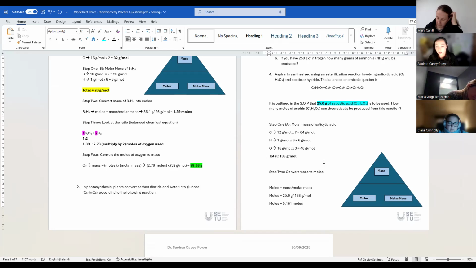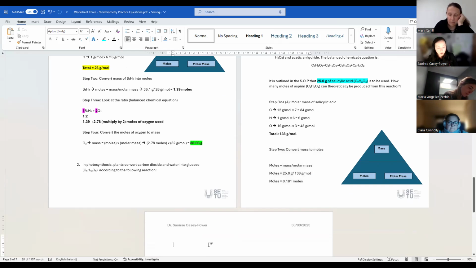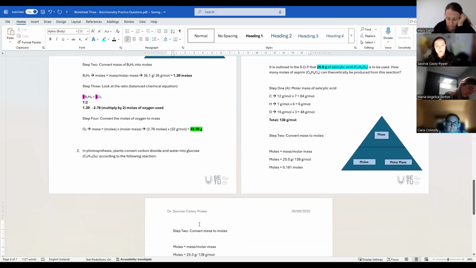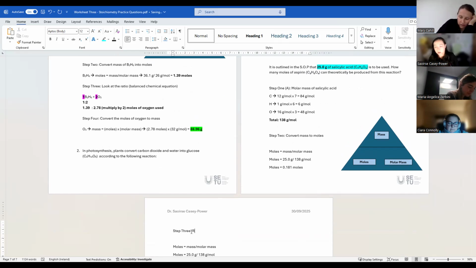Is that okay, guys? Everyone can see where I'm getting that from, yeah? All right then, so we now have a mole amount, okay? So now I need to look at my ratio between what I was given and what I need. All right, so in this case, I worked out my salicylic acid moles, but I need to look at how many moles of aspirin that will form.